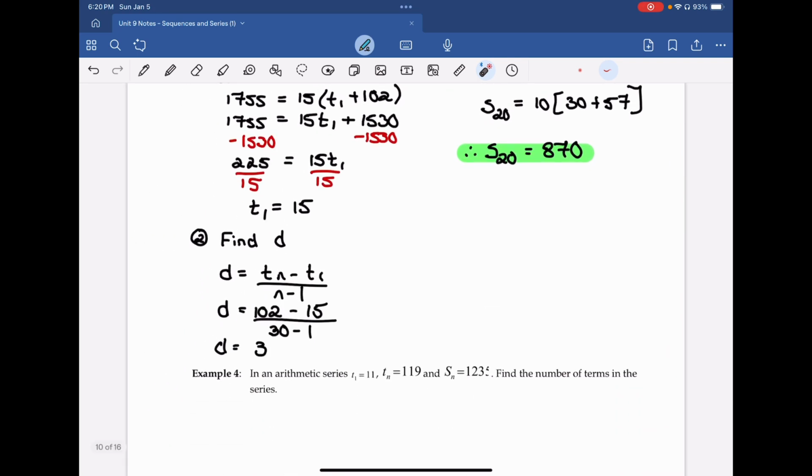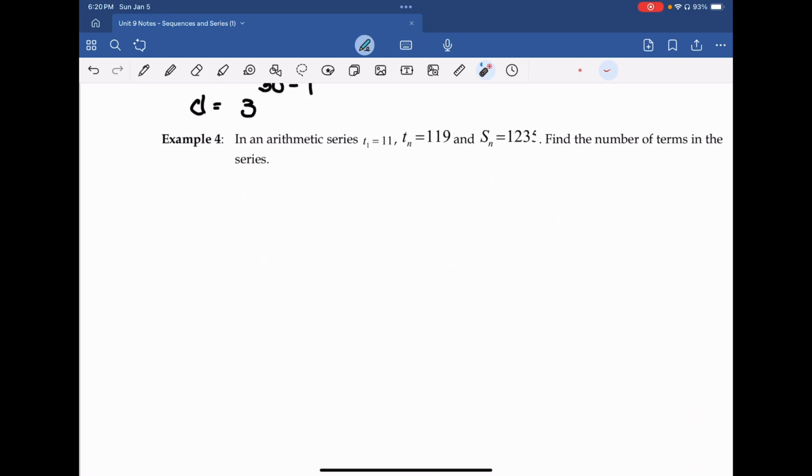Awesome. Okay, let's go to our next example here. So in example 4, right at the very top, if they give you this information, arithmetic series, it helps you establish what formulas matter, because until you know if it's arithmetic or geometric, you don't know what formulas you really want to lock into.